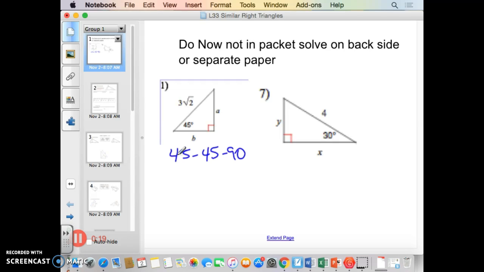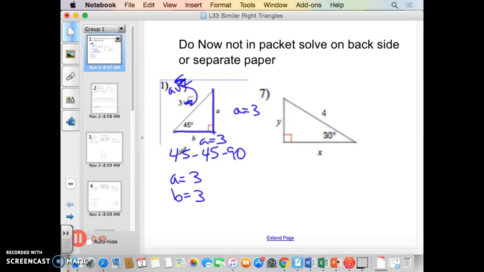Okay, and the first thing I'm going to do is look at the legs that make up my right angle, and we can call them both A, and the hypotenuse we can call A times the square root of 2. So I've got to look at the information I know, and I know the hypotenuse. So if I just take away the square root of 2, I'm left with A. So that means both legs are going to be 3. So A equals 3, B equals 3.